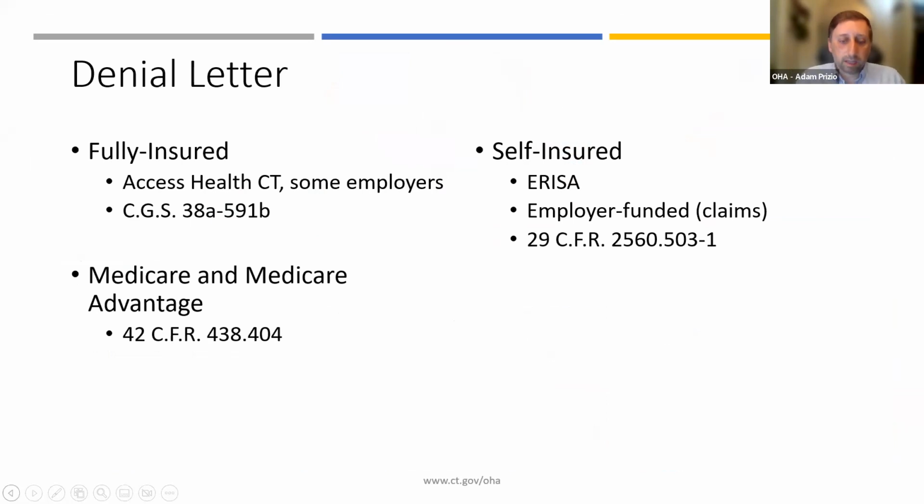So this is, if you've been coming to these this summer, you know that we've done an occasional series on understanding your health plan documents. And this is a part of that series. This is about the denial letter, which is the document that probably is what gets you to give OHA a call or reach out to us. The denial letter is required by law for fully insured plans, for self-insured plans, which are regulated by ERISA, the federal law. It's required by regulation, and it's also required by Medicare and Medicare Advantage plans.